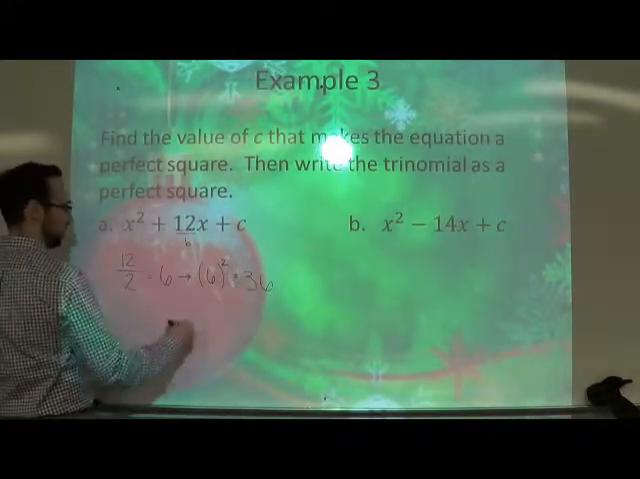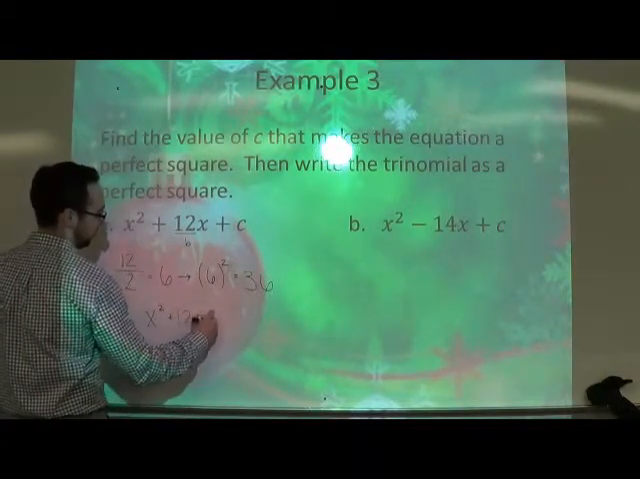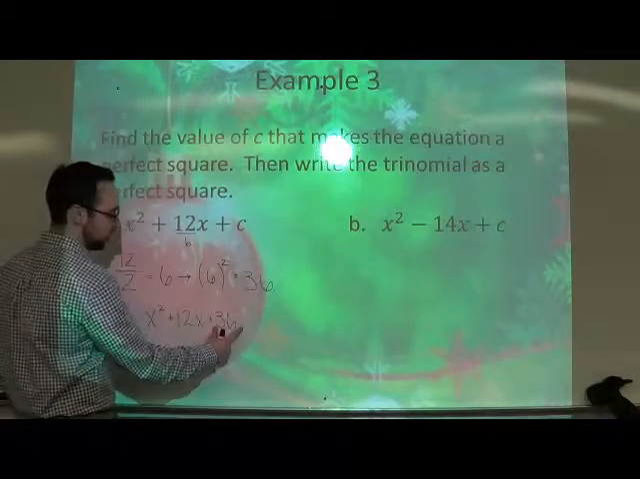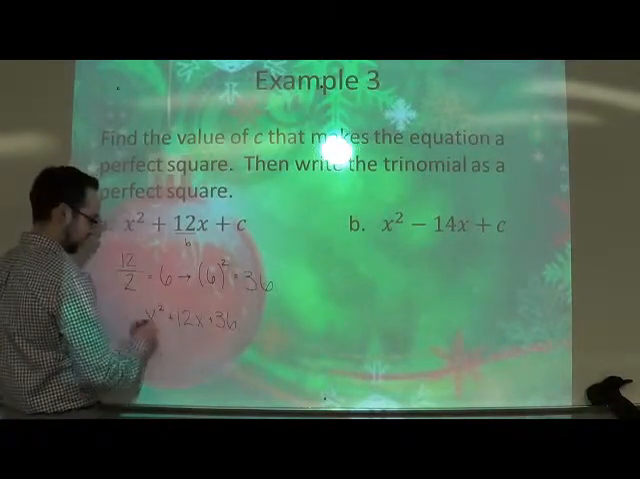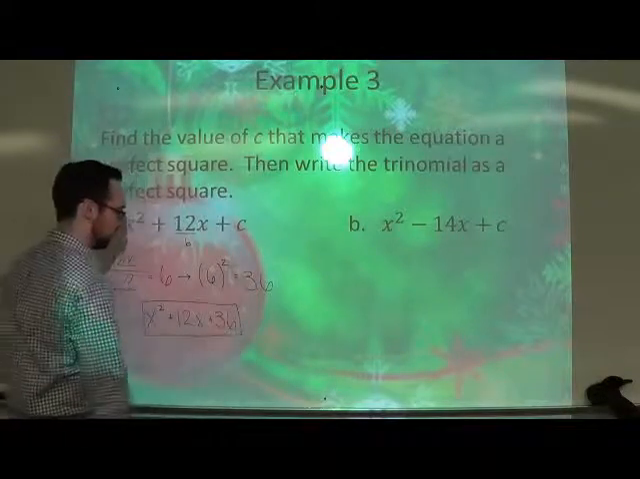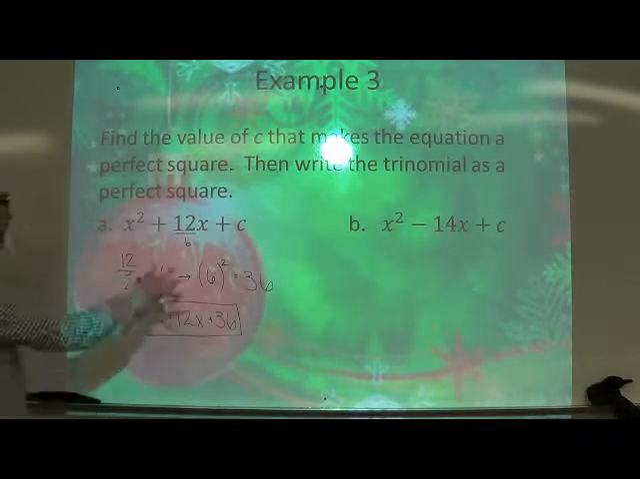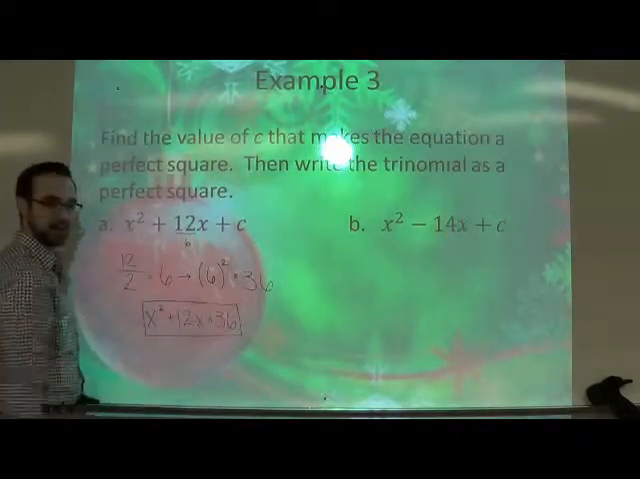That's my c value. So now my equation is x squared plus 12x plus 36. Because what two numbers multiply to give me 36 and add to give me 12? 6 and 6. So this is the perfect square trinomial that I could factor to be able to take the square root of both sides. That's all that's to it. Don't make it harder than it is. It's just you take b, divide it by 2, square it, add it.